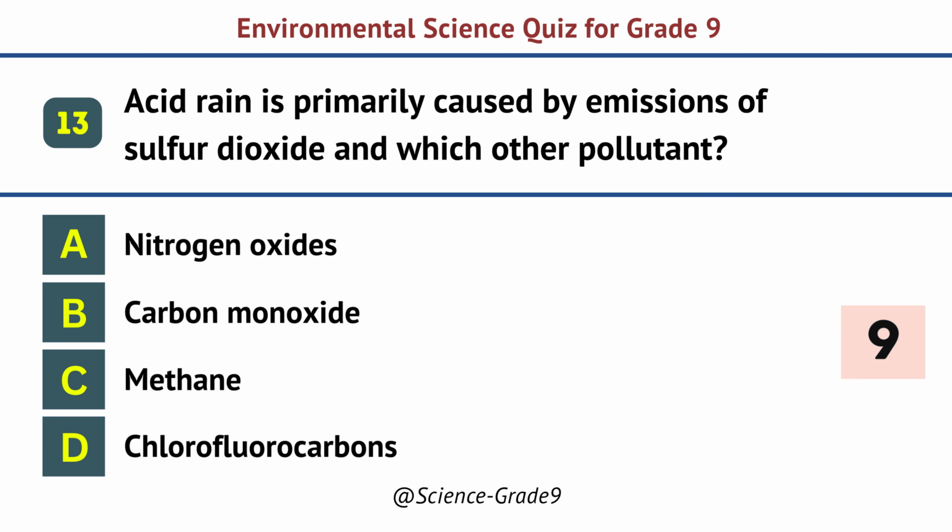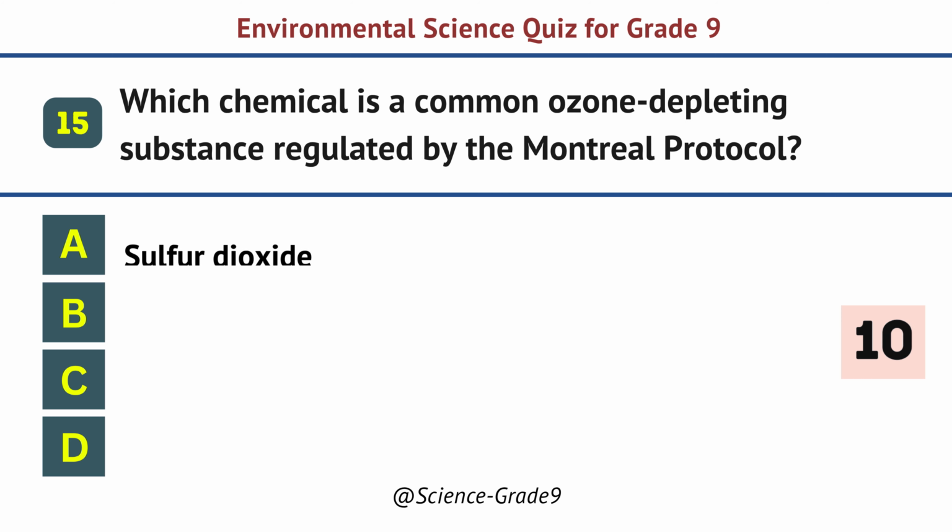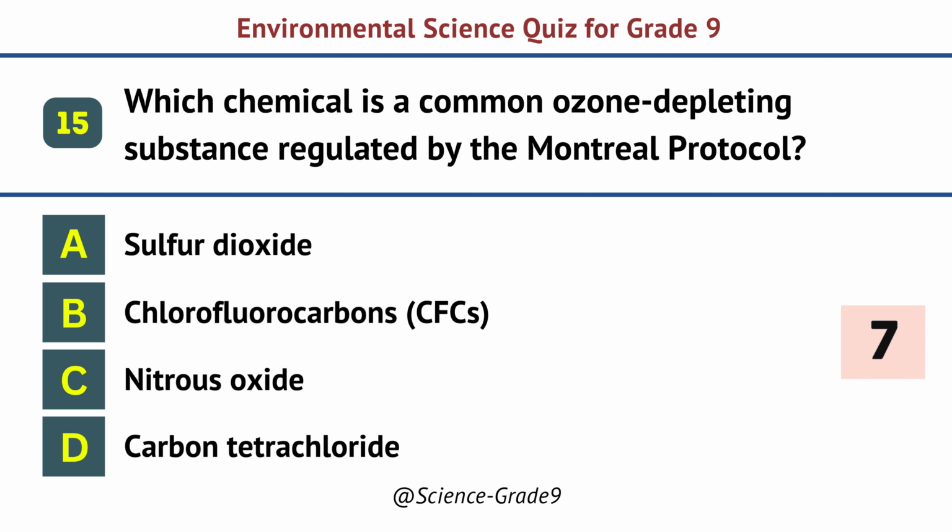Acid rain is primarily caused by emissions of sulfur dioxide and which other pollutant? Nitrogen oxides. Which region is warming fastest due to climate change? Arctic. Which chemical is a common ozone depleting substance regulated by the Montreal Protocol? Chlorofluorocarbons.